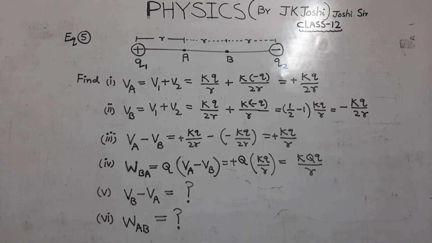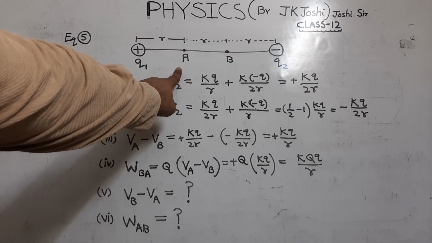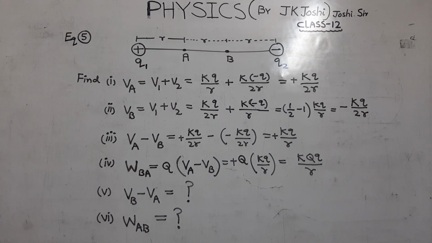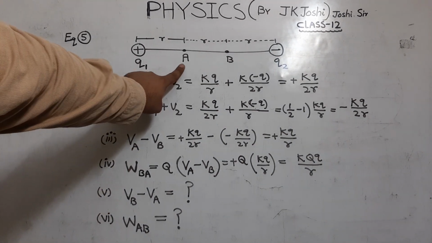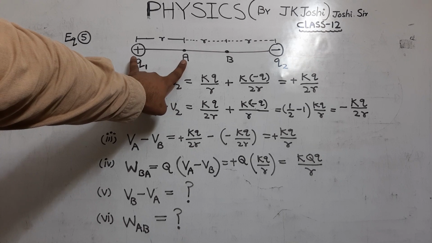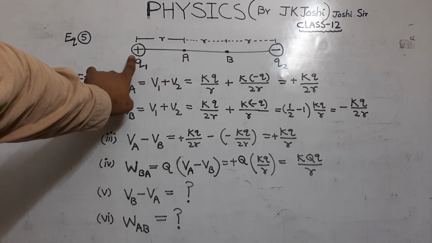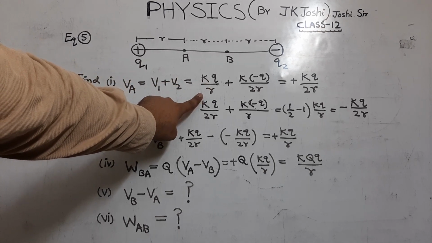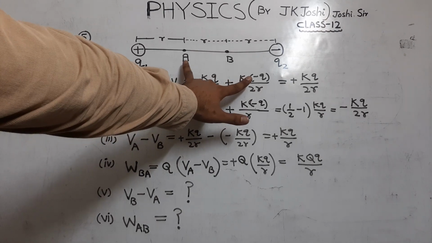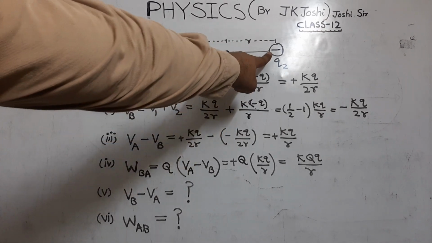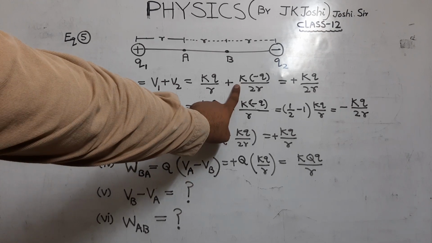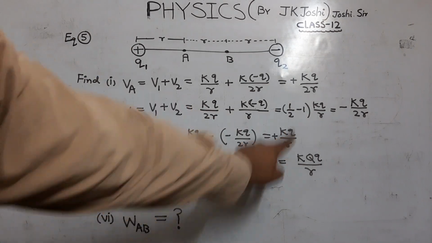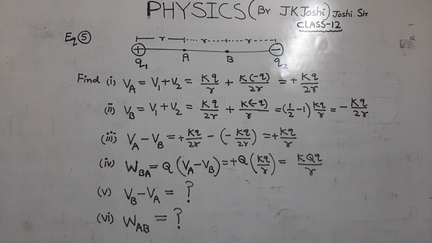When we want to calculate the potential at point A, we require the contribution of Q1 and Q2 both. Point A is at distance small r, so the potential due to the positive charge is kq by small r, whereas point A to Q2 is distance 2r and that is a negative charge also. So k minus q divided by 2r. Finally we obtain plus half kq by small r.